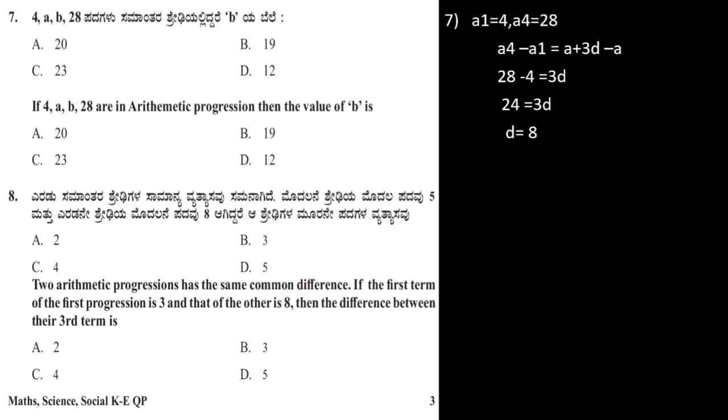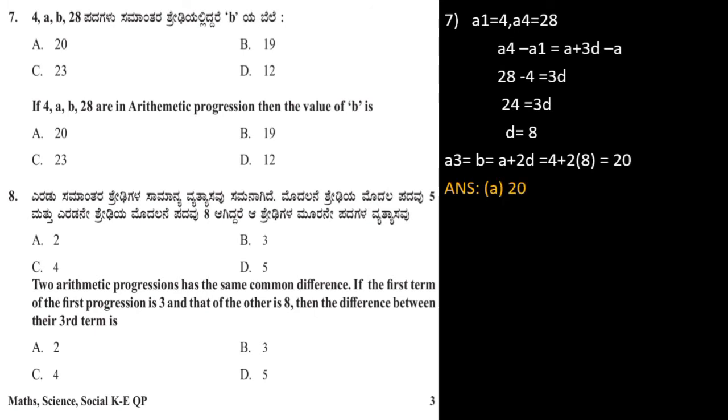So here they said to find the b value, which term is that? It's the third term. So a3 is equal to b, and the third term we can write as a plus 2d. Now we will substitute the a value as 4 and the d value as 8. We will get the final answer as 20. So answer A, 20, is the correct one.